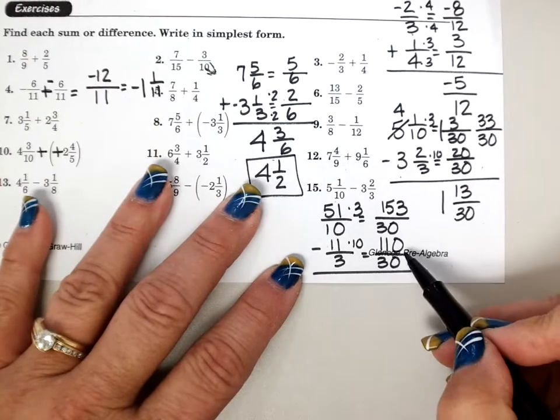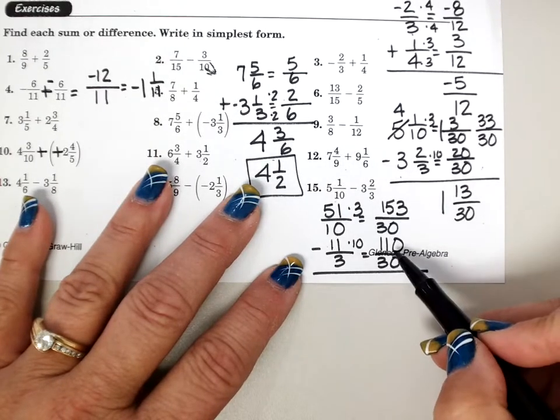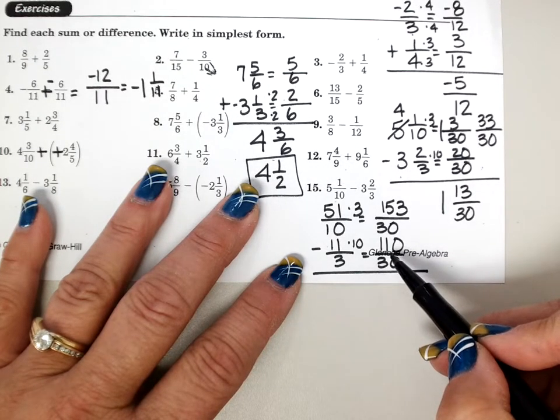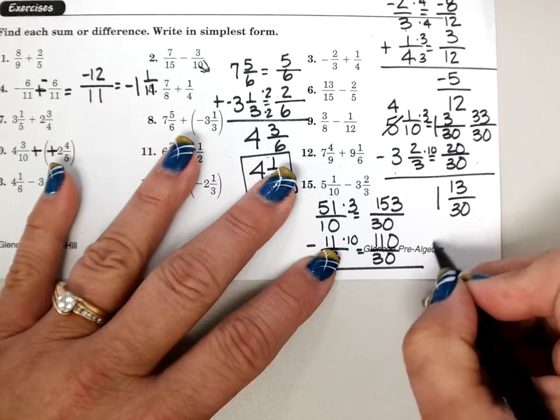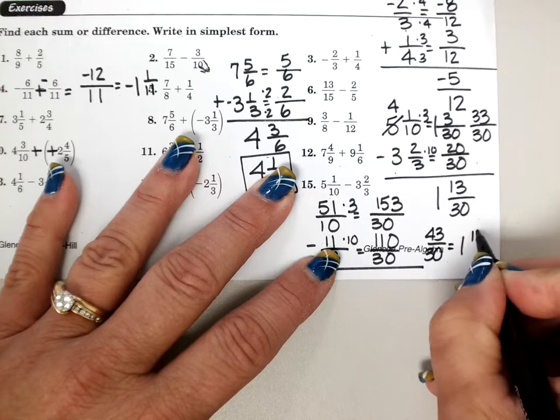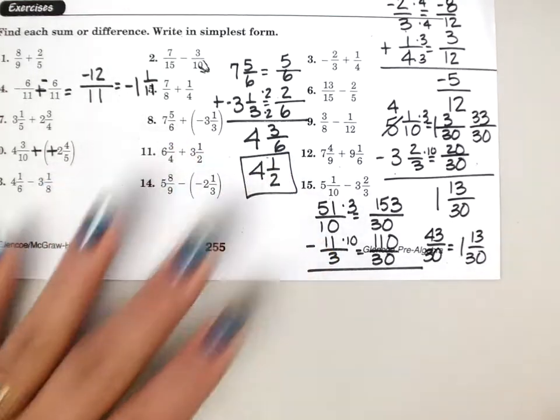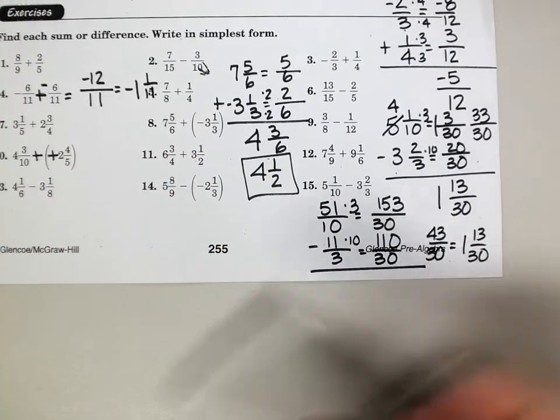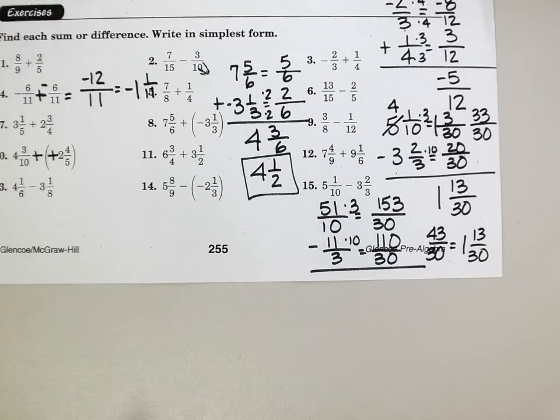And then I have to subtract those. 153 minus 110 is going to be 43 over 30. Goes in once with 13 left over. So you decide which way you prefer when you get crazy ones like that. Okay?